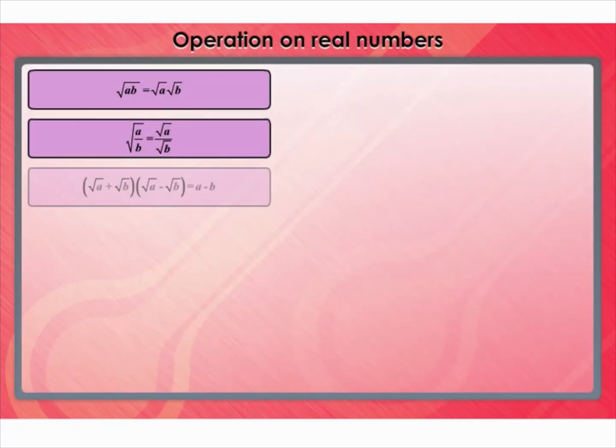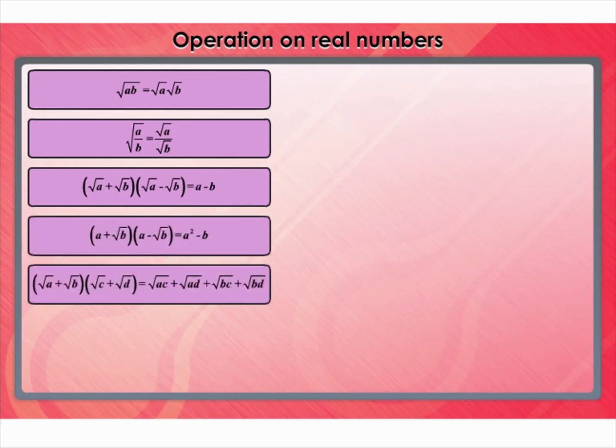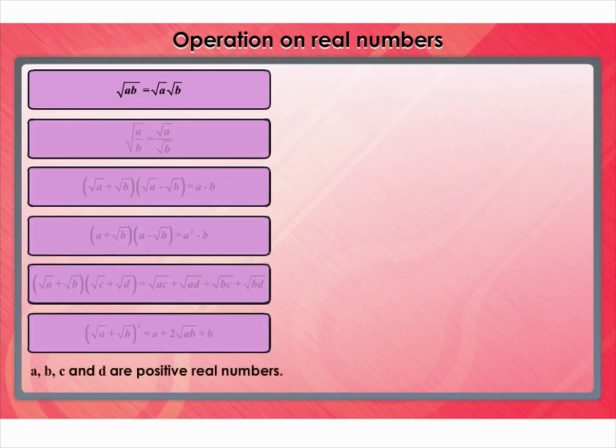We now list some identities relating to square roots, which are useful in various ways. Let's look at examples of these identities. Consider the first law: square root of AB is equal to square root of A into square root of B. Let's verify this with the help of an example: root of 16 into 25 is equal to root 16 into root 25.